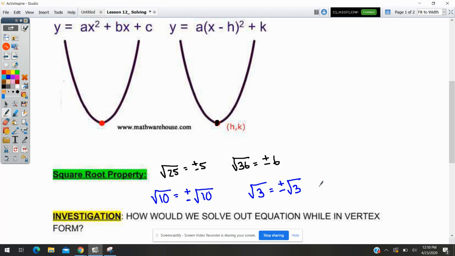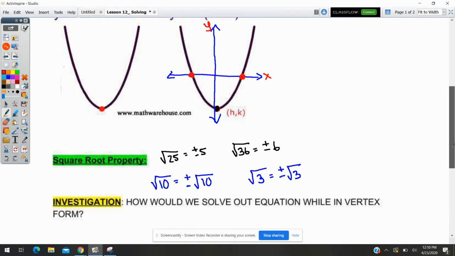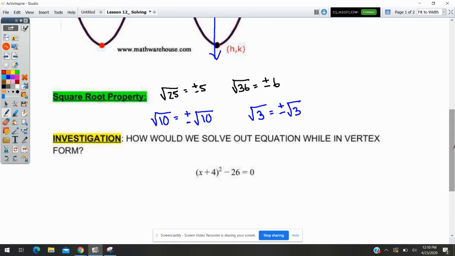So you always get two outcomes. If I draw our x and y axes here, we get two solutions because the parabola, for the most part, hits two places on your x-axis. So you have two zeros, two solutions. That's why we have the positive and negative version with the square root property. We're going to take a look at how this comes into play while we're solving.